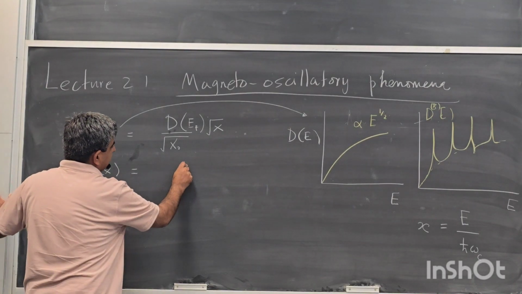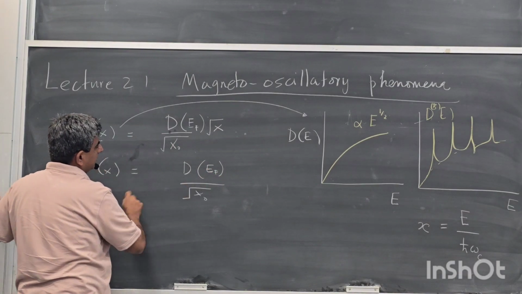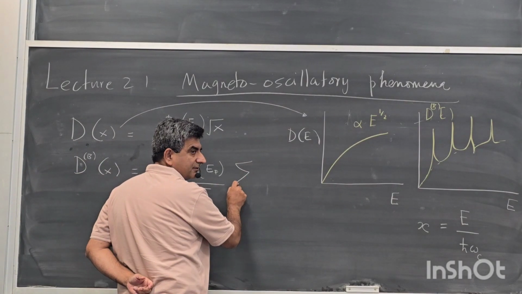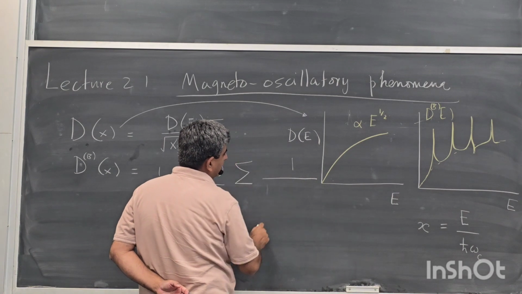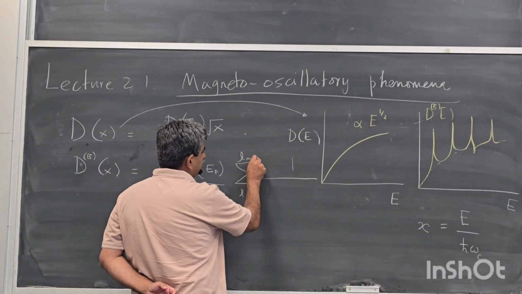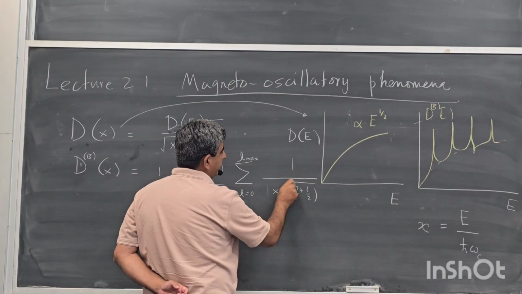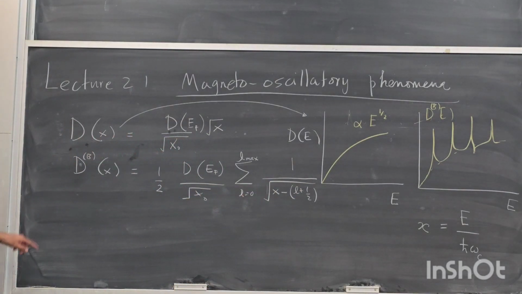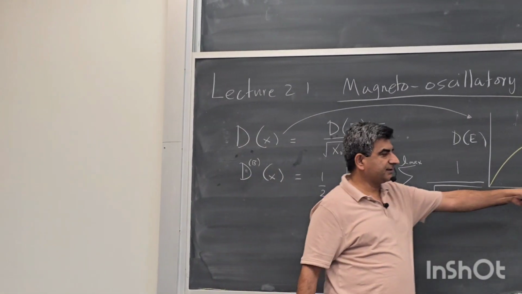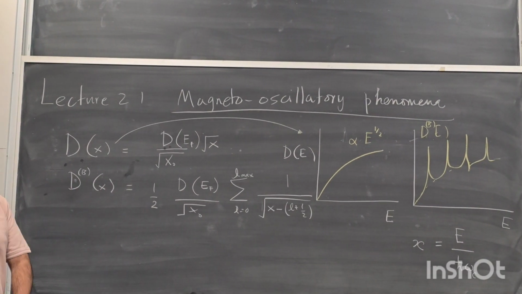So in the presence of a magnetic field, the density of states is given by D(EF), a very similar prefactor, only that we have a factor of 1/2 and a summation where L goes from 0 to some maximum value L max, of the term with x minus L plus half. This was the main subject of our lecture yesterday. Plots of these densities of states are given here. This is where we finished our previous lecture.